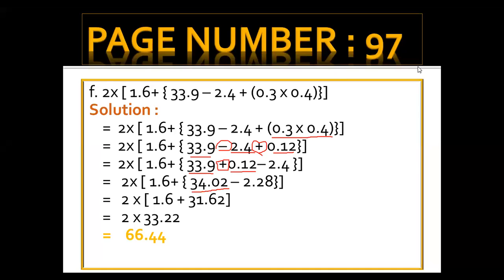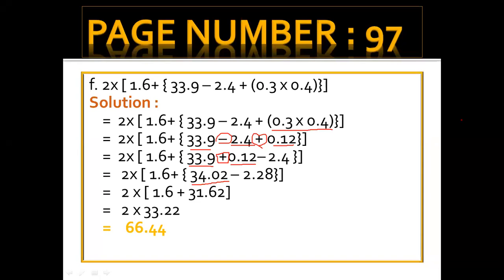This is 2.4. By mistake I wrote 2.8 here. This is 2.4. Yes. So 34.08 minus 2.4 will become 31.62, and by adding 1.6 and 31.62, 33.22. Multiply it with 2, 66.44 is there.